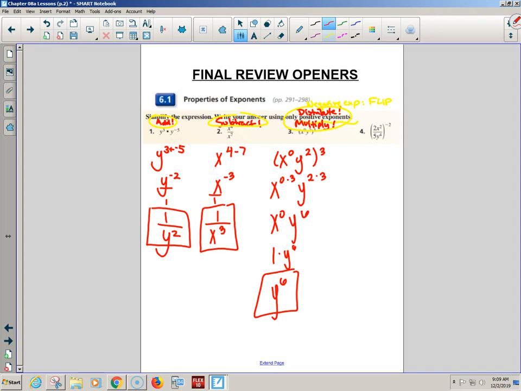So we distributed. Power to a power, we had to multiply: 0 times 3, 2 times 3, and anything to the 0 power just becomes a 1. We like that one. Nice. Whenever the exponent is a 0, that whole little piece becomes this.